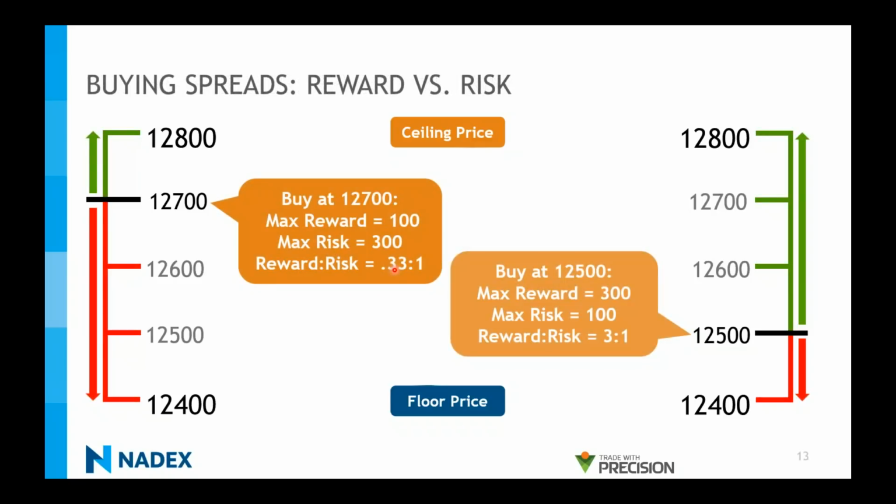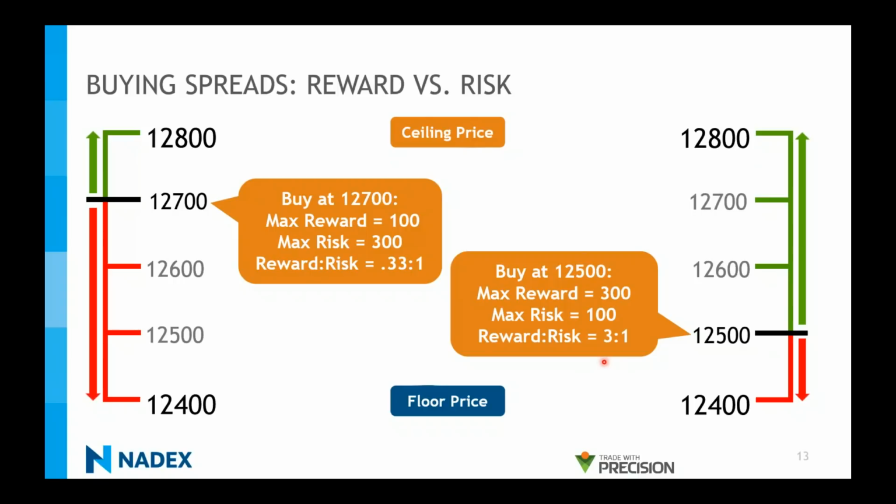All right, so same logic applies when buying a spread. If I buy a spread while the market is trading very close to the ceiling level, what is my potential gain if this market is going higher? My potential gain is just $100. What is my risk? All the way until the market hits the floor level. So maximum risk, $300. Maximum reward, just $100. And I'm back again here with my very poor 0.33 to 1 reward to risk ratio. Buying this contract, however, with the underlying market trading at 12,500, I now have just $100 risk for a potential gain of $300. Maximum reward to risk ratio, 3:1.